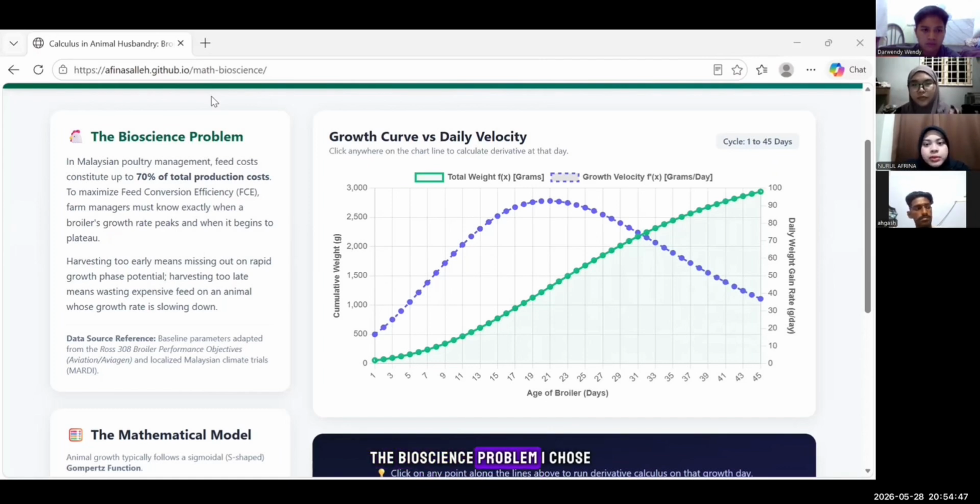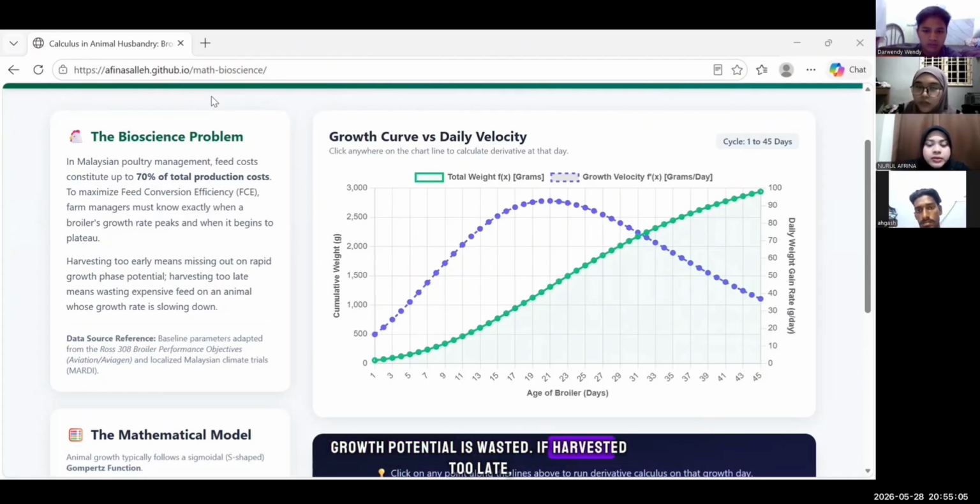The bioscience problem I chose is about feed cost management in broiler chicken production. Feed costs can reach 70% of the total expense, so farmers need to know the most effective time to harvest the chicken. If harvested too early, growth potential is wasted, and if harvested too late, feed is wasted on slow growth. My web page uses mathematical modeling to analyze this problem.